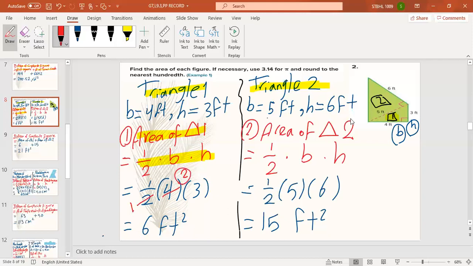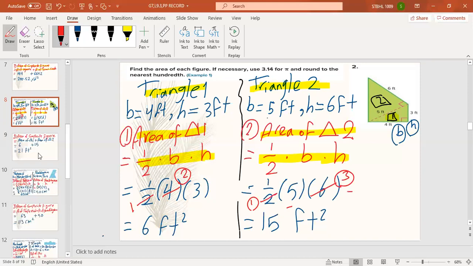Let's go to triangle 2. For triangle 2, its base is this red dashed line. It's 5 feet, and its height is 6 feet. So area of triangle 2, it's the same formula as triangle 1: half times base times height, equals half times 5 times 6, and we can simplify. 6 divided by 2 equals 3, and 5 times 3 equals 15 square feet.